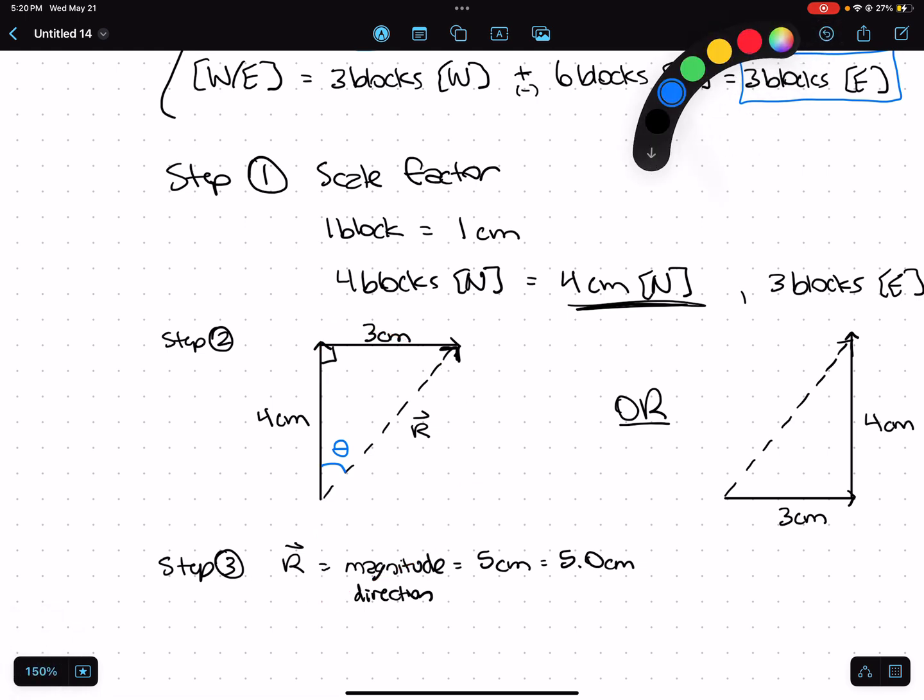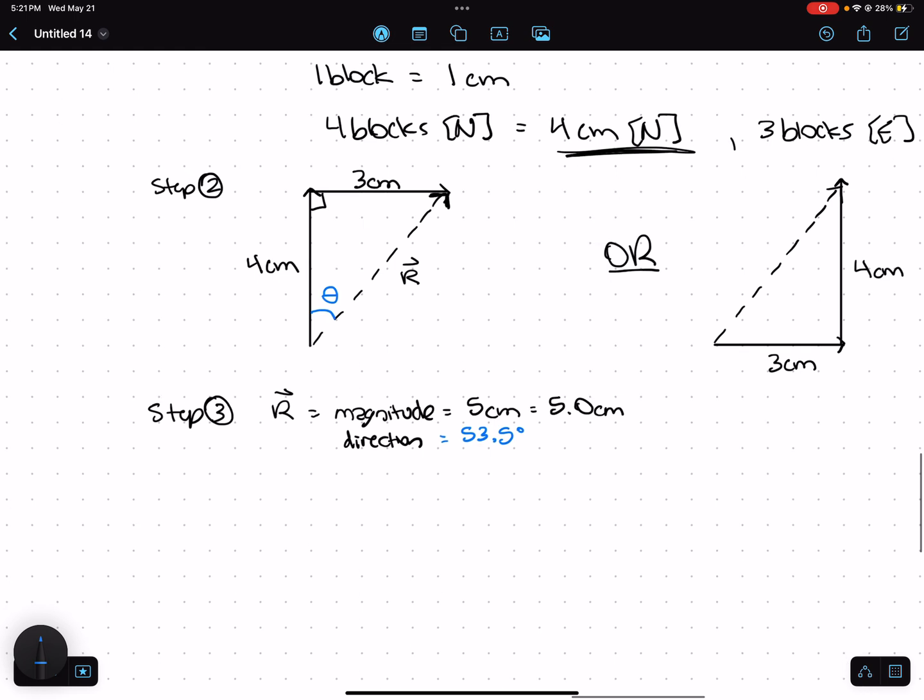And your angle to 1 decimal place should be around 53.5 degrees. Now we measured it from our north vector towards the east. So if we draw this out in compass point, it is north 53.5 degrees east.